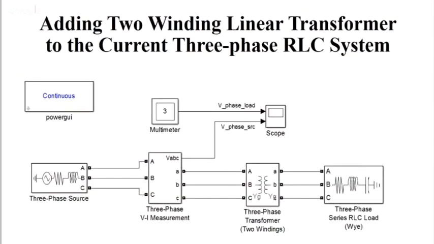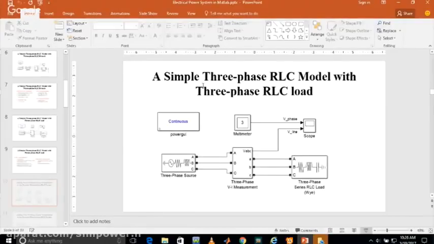Next, we have to add a two-winding linear transformer to the current three-phase RLC system. We are going to connect a three-phase transformer with Y-Y connection in the whole system with our three-phase RLC load. Why are we doing this? Because if our load has a different voltage rating, then we have to connect a three-phase transformer. The generator is 13,800 volt, and if our load is 2400 volt, what should we do? Then we have to connect a transformer.